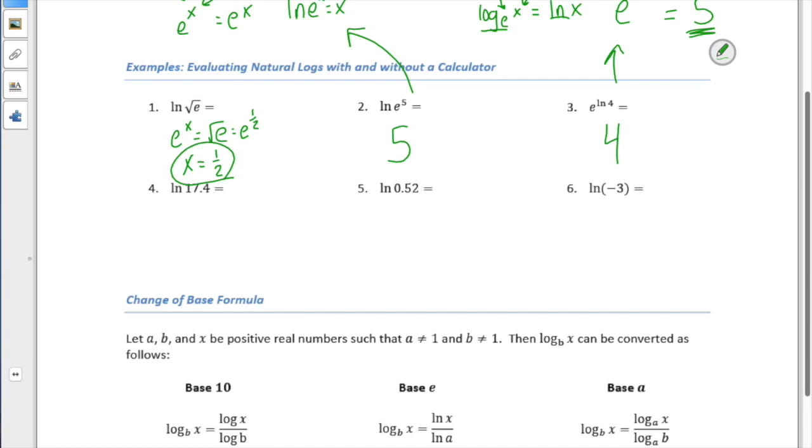These last 3, we would use a calculator for the first one, right? So just put it in. This time we would hit the ln button. And then we would do it again. And here, if we tried, it wouldn't really work, right? Our calculator is going to give us an error, and that's because we can't have negatives inside. This is no solution.